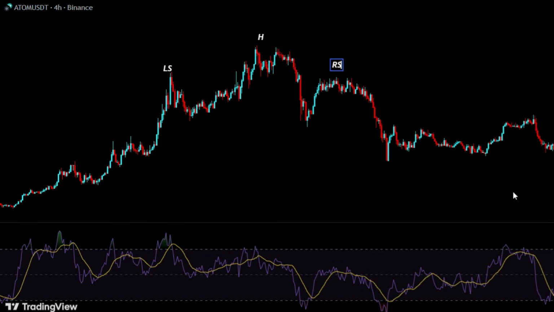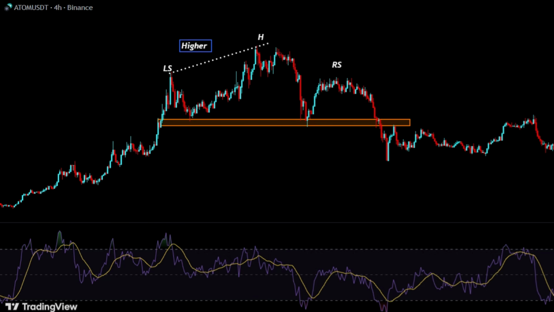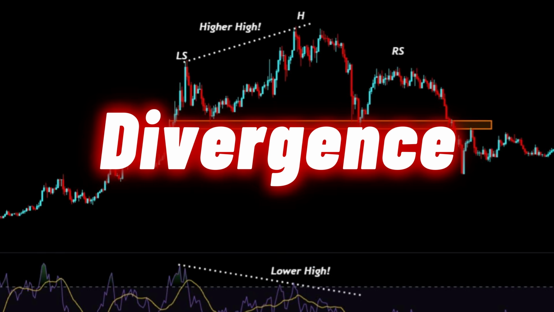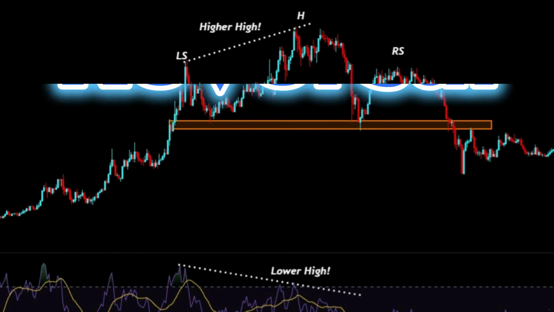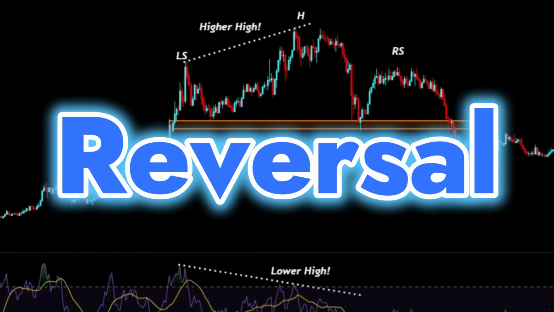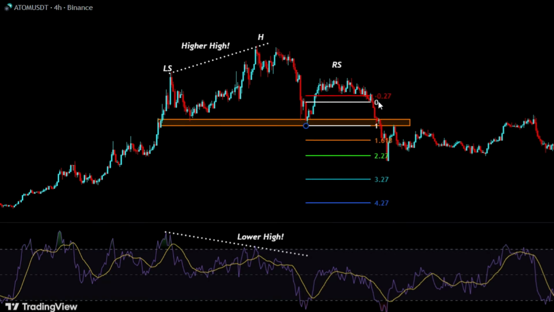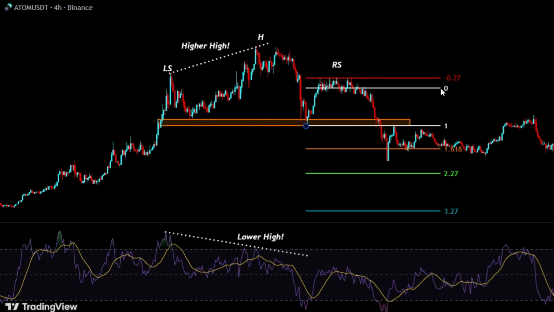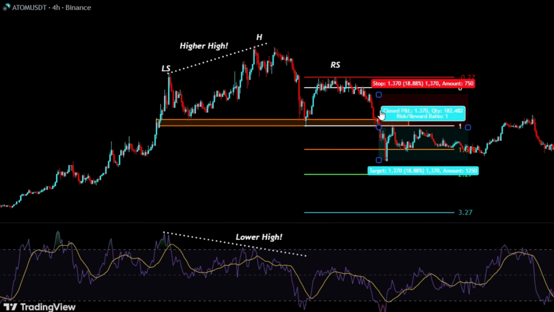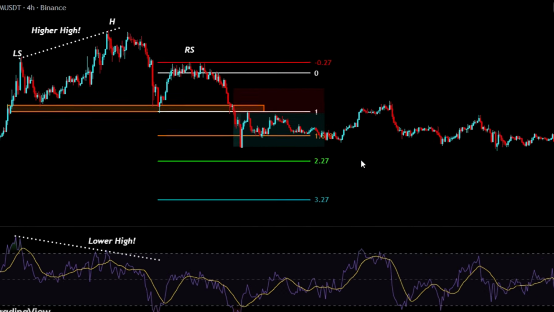Here's what I do. I spot a head and shoulders pattern on the chart and draw the neckline. Obviously, from the left shoulder to the head, the candles make a higher high. But if you check the RSI, it is making a lower high at the same time. This is what we call divergence. Divergence is an early warning that a reversal could be coming, and it confirms our head and shoulders setup. Then I apply Fibonacci on the right shoulder, and once the breakout happens, that serves as my cue for a potential short trade.